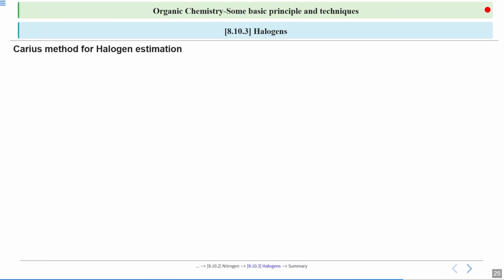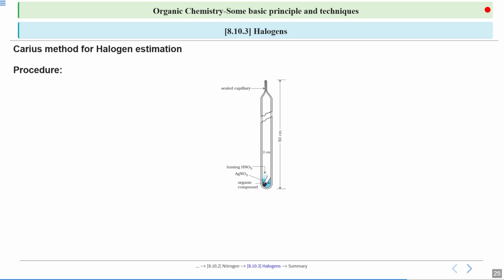Now moving on further. Next, we will start by looking at the overall procedure for the Carius method. So here was the setup for the Carius method. You can see it through the diagram. We will look at what happens during heating and chemical reaction. So this is the first step.